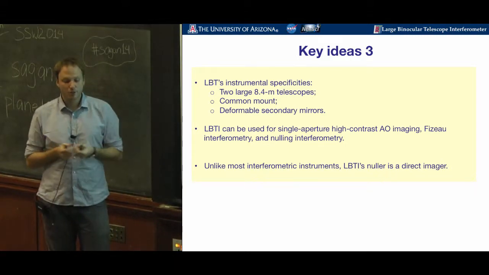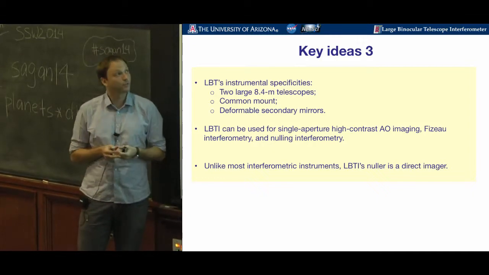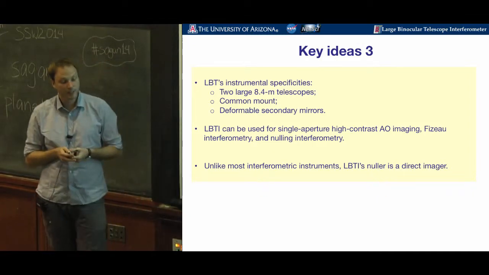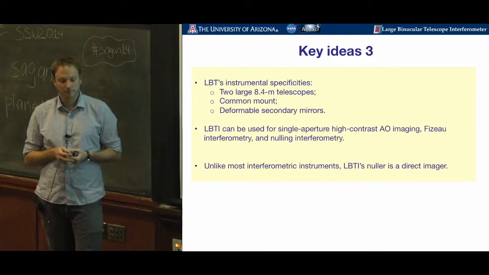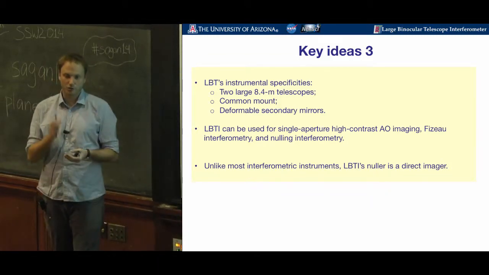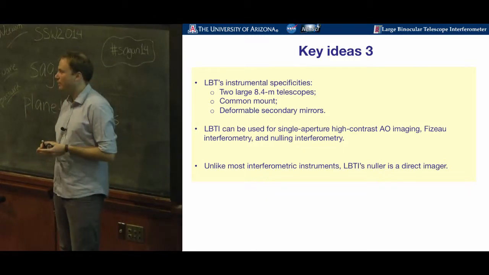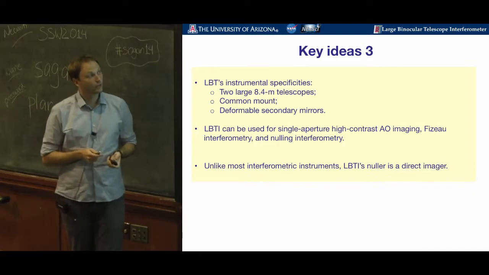LBTI has many options, so we can do single aperture AO imaging, interferometry, piezointerferometry, nulling interferometry, and it's a direct imager. It's different from Keck. With Keck we measure the intensity on a few pixels. With the LBTI, we really form an image on the detector.